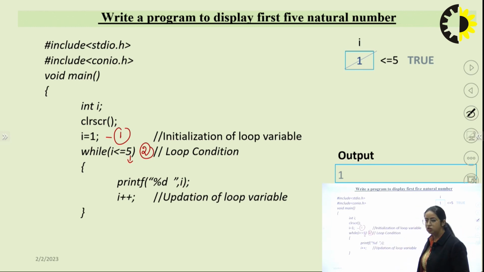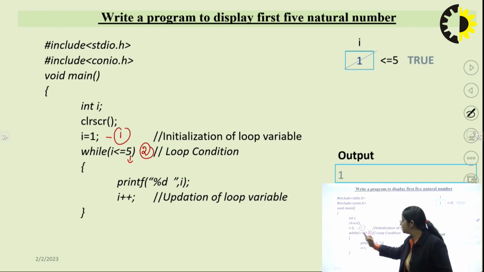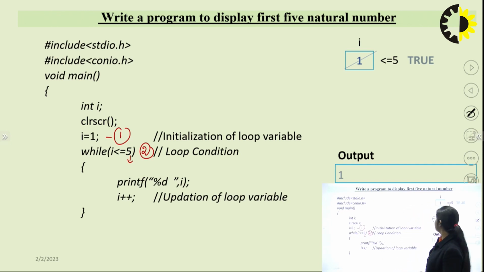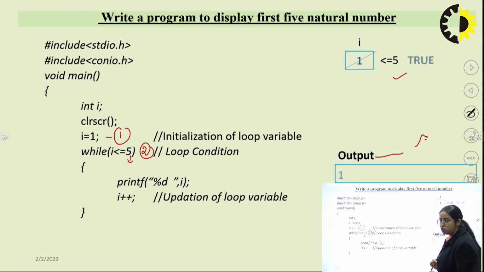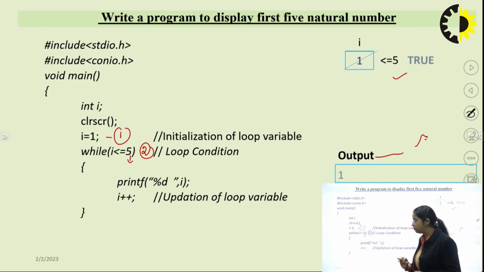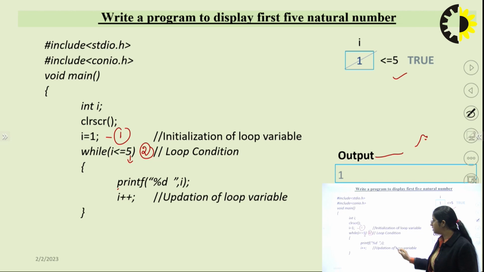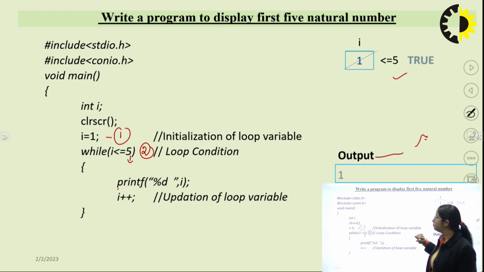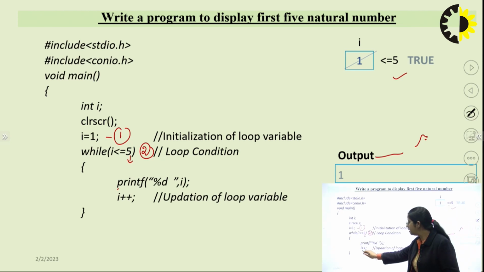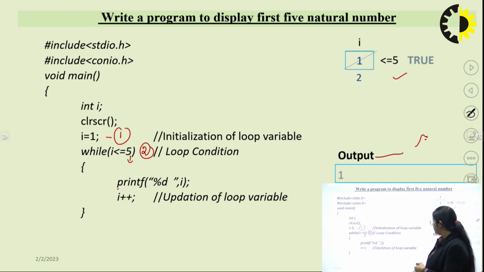After that the condition is true or false. Suppose we are initializing the value of I as 1, and we are checking whether I is less than or equal to 1. Yes, the condition is true. Then we enter into the loop. Here we have a printf statement, so we print I. Whatever the value of I is, we print it, so the output will be 1. Similarly we are updating the value of I, so now the I value becomes 2.